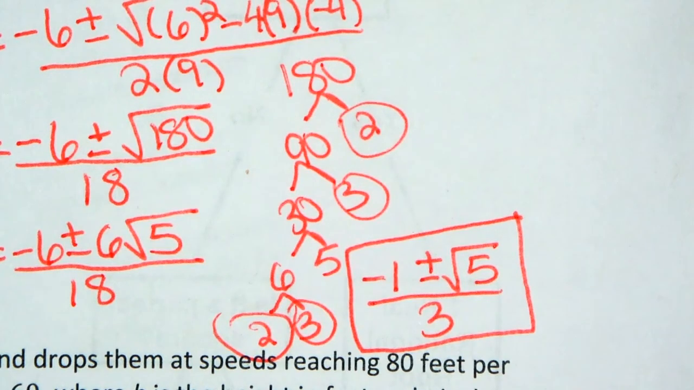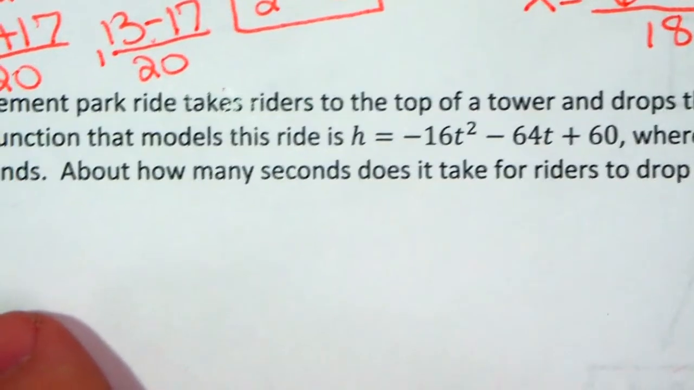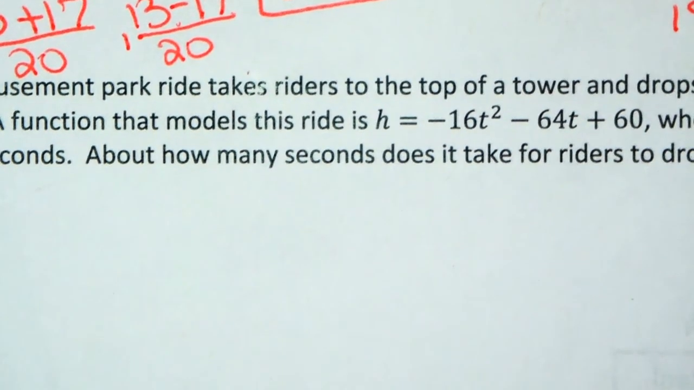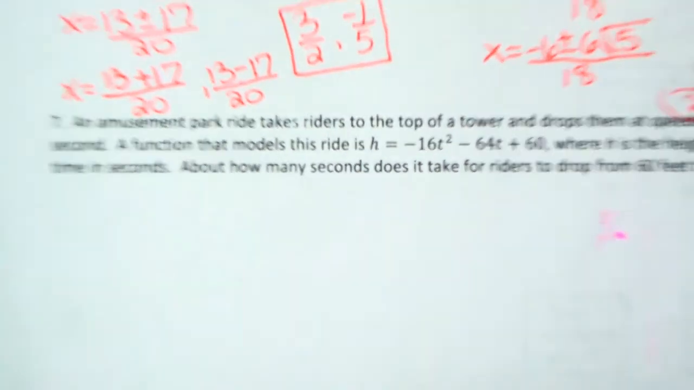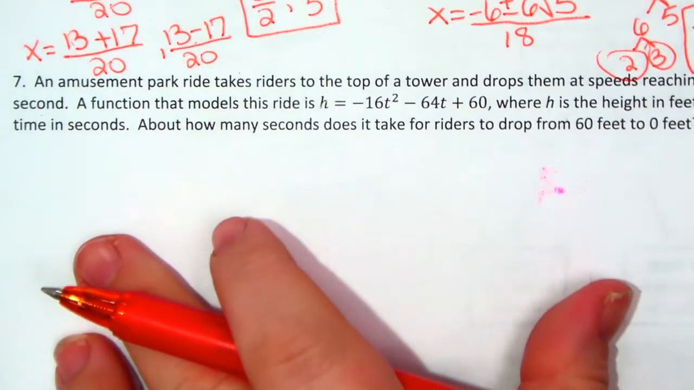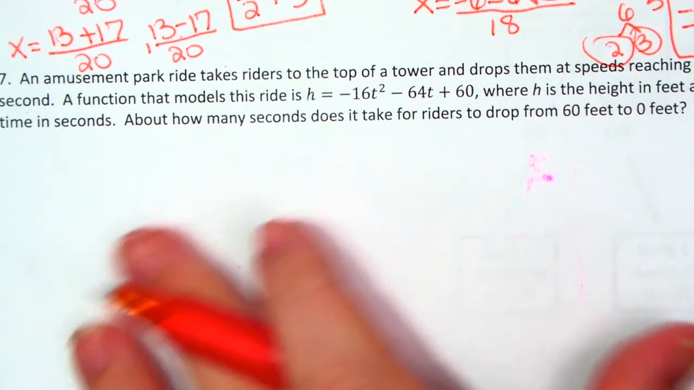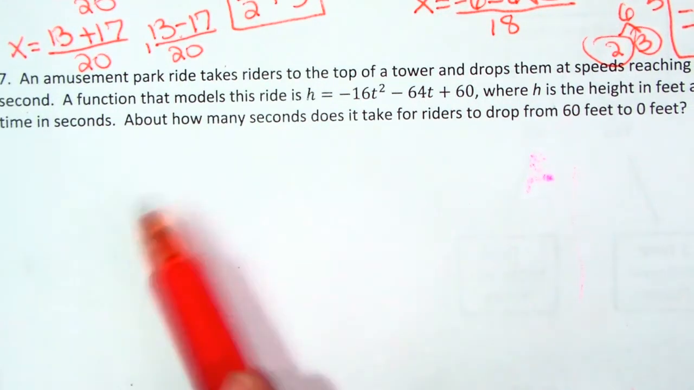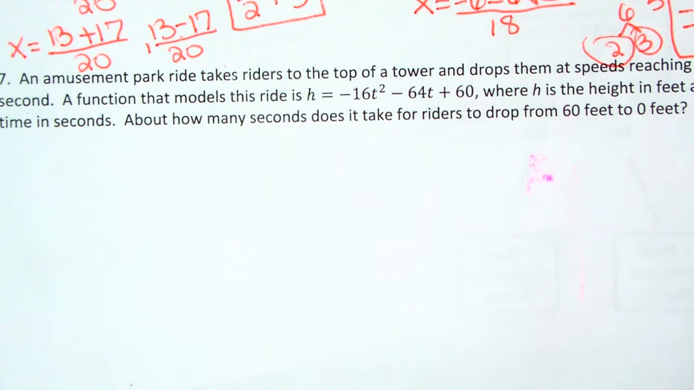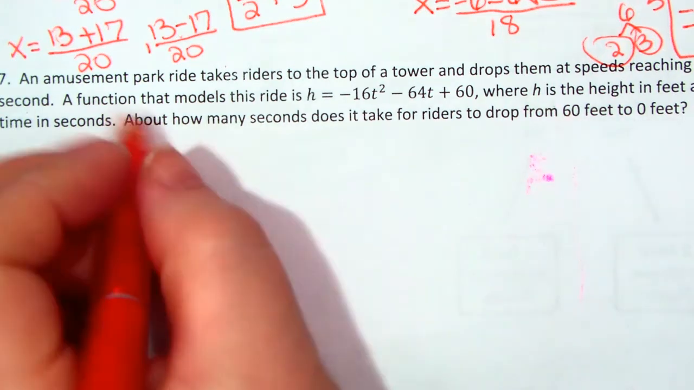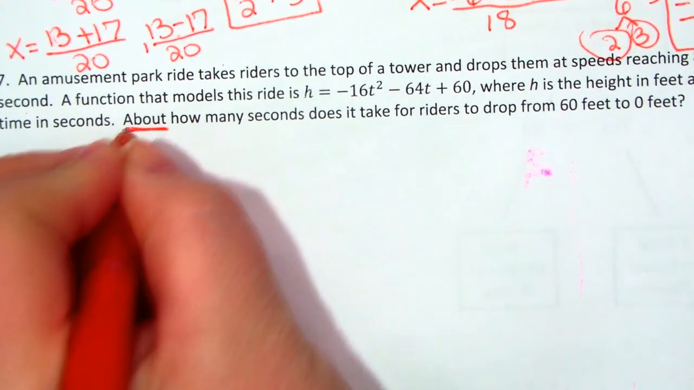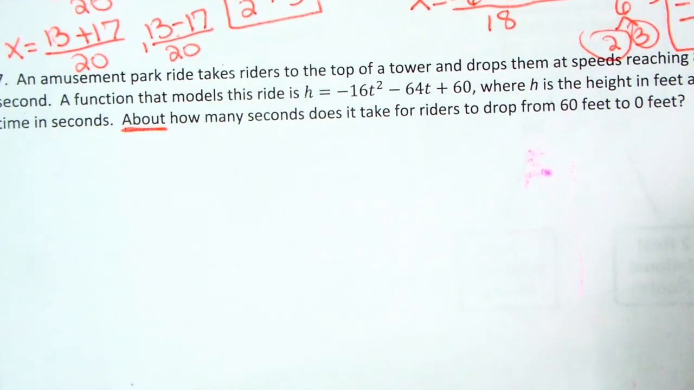Let's take a look at a word problem. An amusement park ride takes riders to the top of a tower and drops them at speeds reaching 80 feet per second, a function that is modeled here when h is the height in feet, t is the time in seconds. About how many seconds does it take for the riders to drop from 60 feet to 0 feet? This word about is my green light to get a decimal.